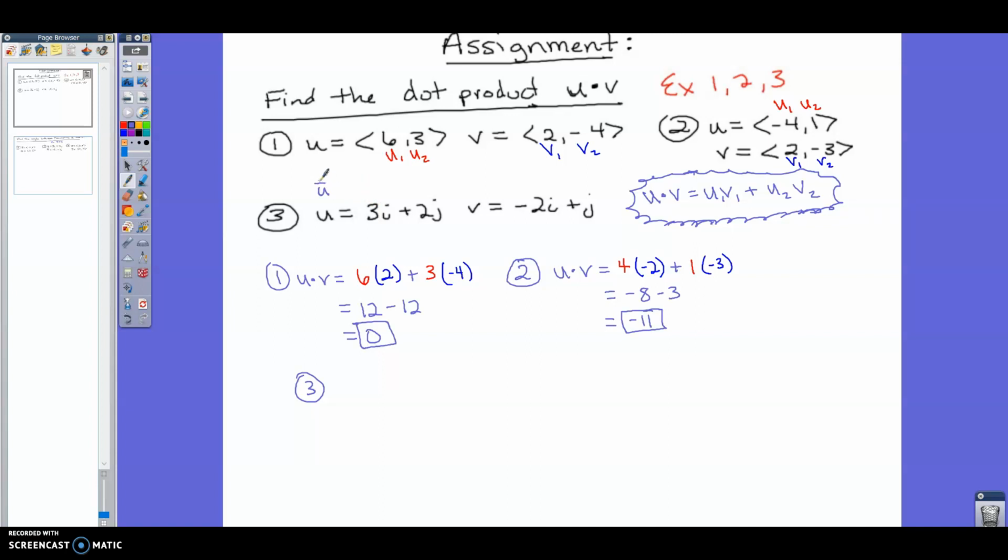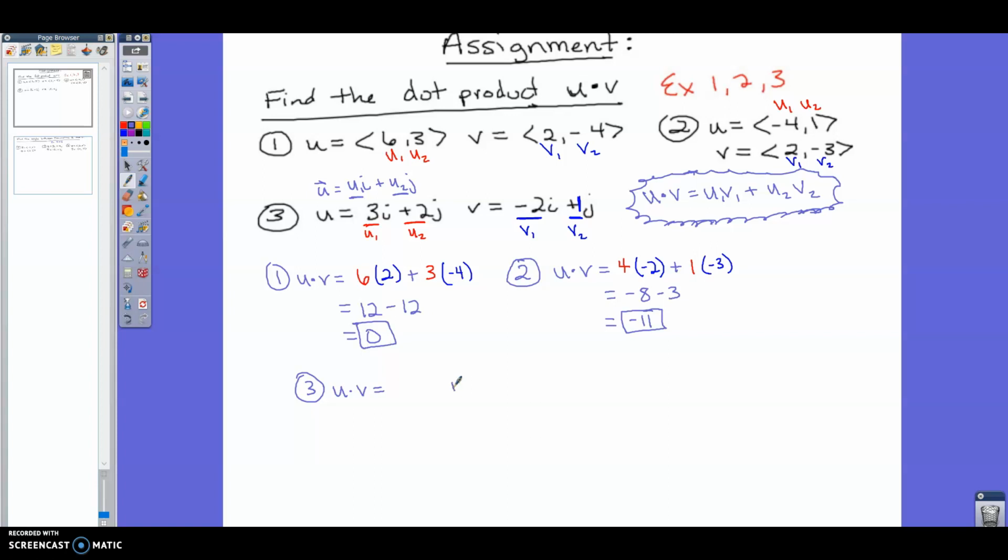Because remember, vector u is given by u1i plus u2j. So we can just look at our coefficients. So this right here is u1, this right here is u2. And same thing over here with vector v. The coefficient is v1, and the coefficient here, even though it's not there, is actually a 1 for j, so that's v2. So again, if you want to convert it to component form, you can, but you don't necessarily have to.